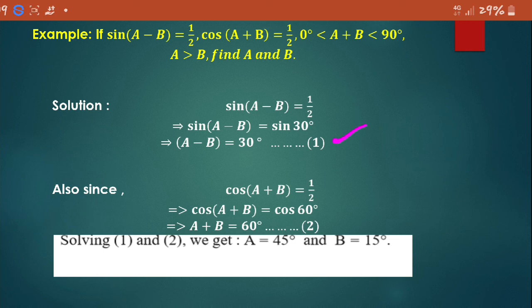Now from equation number 1 and equation number 2, as you can see the equations are A plus B and A minus B. From these two equations you can find the values of A and B. You can use the elimination or substitution method. If you solve these two equations, you will get A is equal to 45 degree and B is equal to 15 degree. This way you have to solve this question.